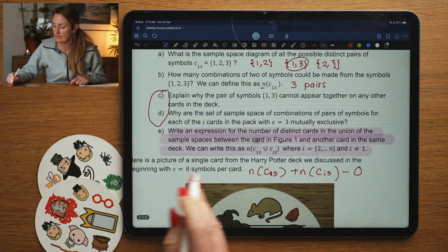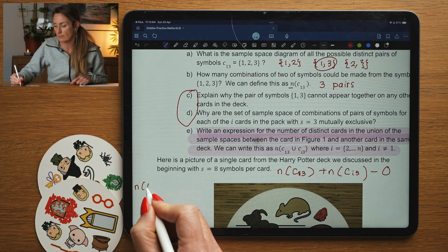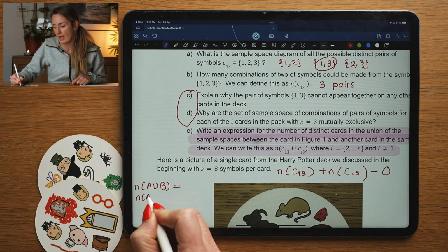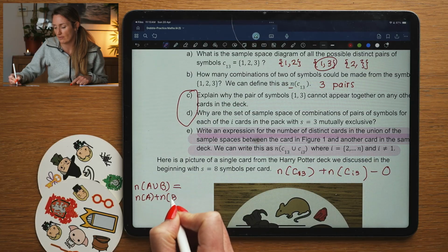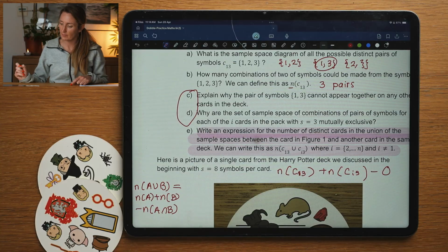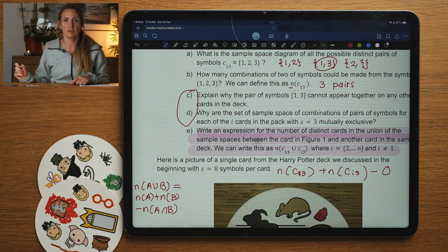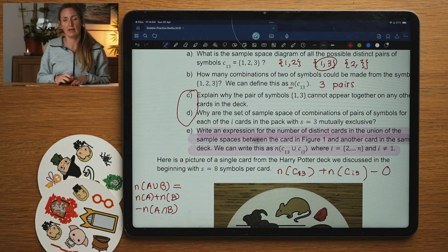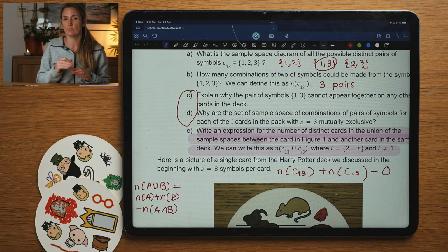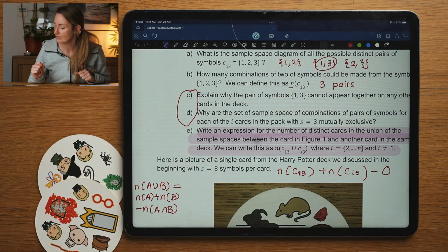This comes back to the identity you may have seen before, which is n of A union B is equal to n of A plus n of B minus n of the intersection of A and B. That's the first section done, where we talked about the distinct pairs for a single card, and then we're going to be moving on to some more interesting maths in the next part of the series.